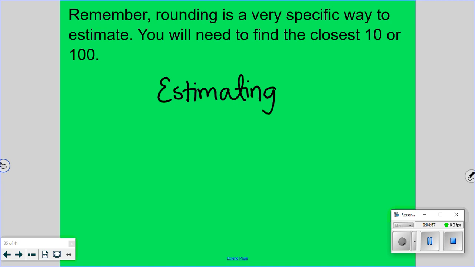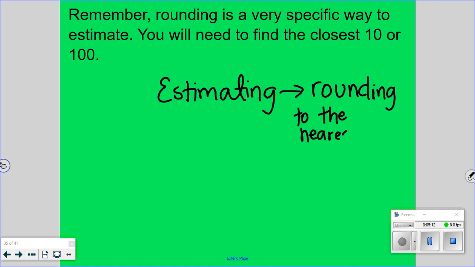So next to estimating, we're going to write rounding to the nearest 10 or 100. We're almost done writing. I know this is a lot of writing at the front, but then we're going to start working with some numbers. So this will be pretty much the end of the writing part.